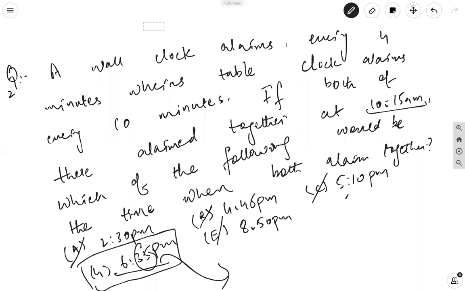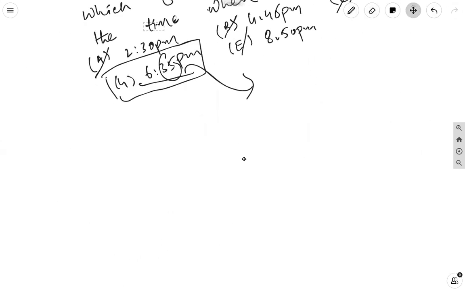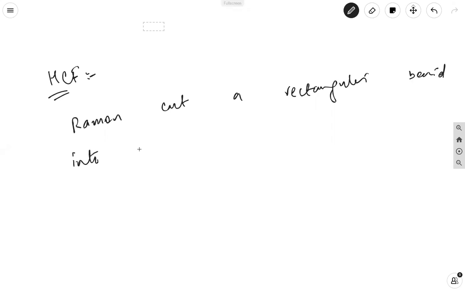Okay, now if we talk about the HCF, this is also a very basic question. The question is that Raman cut a rectangular board into identical square pieces.